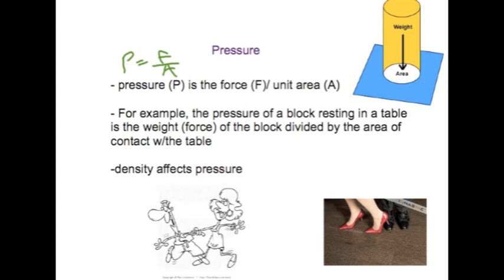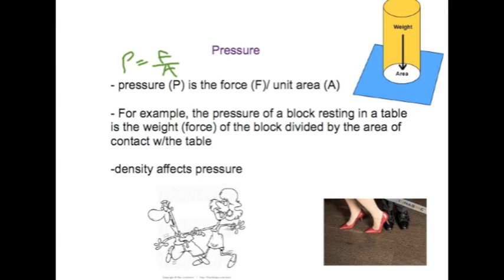Pressure. Pressure, P, is the force, F, divided by the unit area, A. For example, the pressure of a block resting on a table is the weight, force, of the block divided by the area of contact with the table.